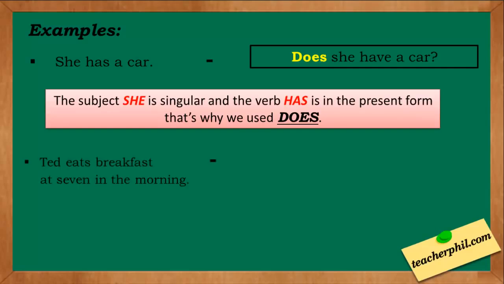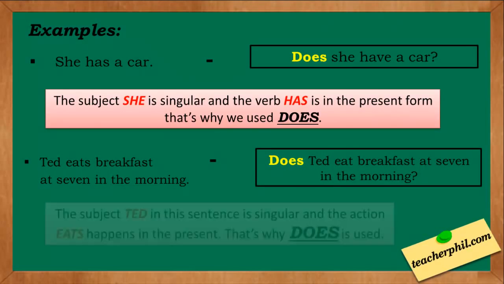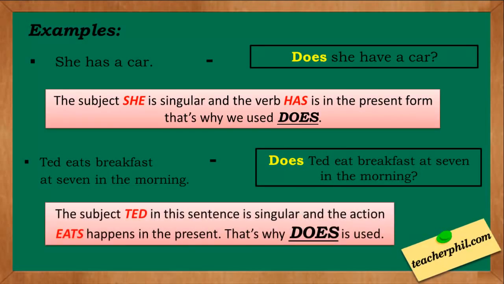Ted eats breakfast at 7 in the morning. Does Ted eat breakfast at 7 in the morning? The subject Ted in this sentence is singular and the action eats happens in the present. That's why does is used.